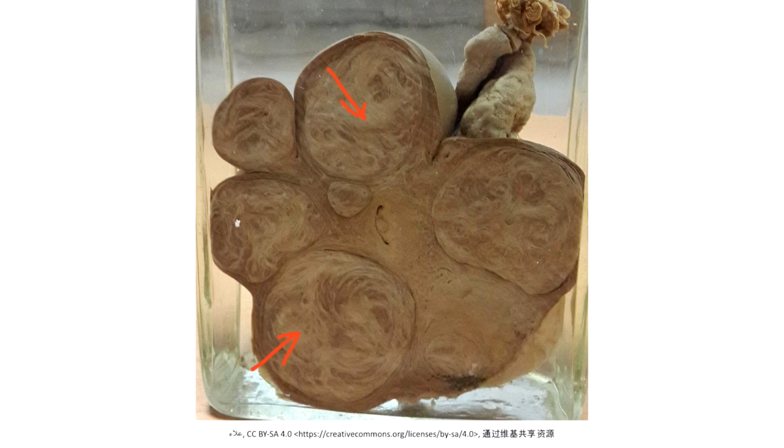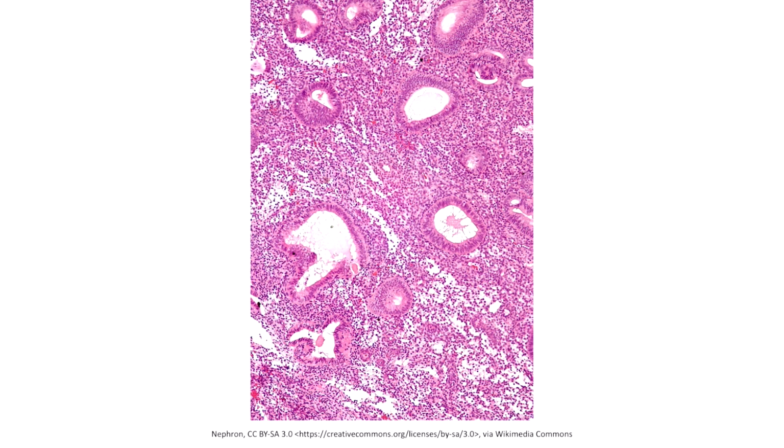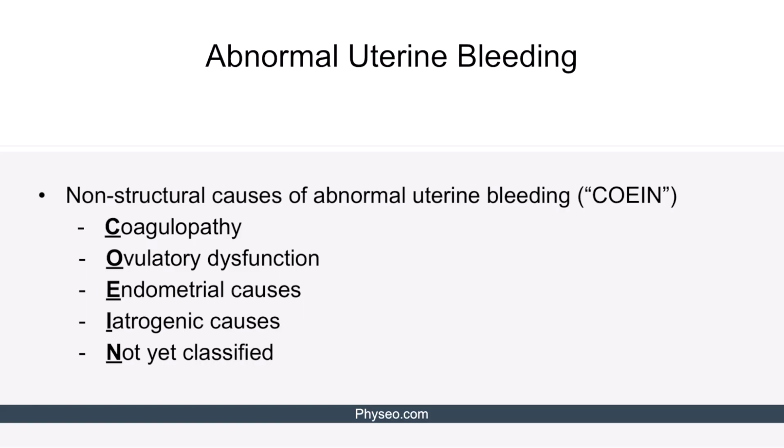And remember, those are smooth muscle. This photomicrograph represents endometrial hyperplasia, and take notice of these hyperplastic endometrial glands in this cross section. Okay, so we talked about the PALM part of the mnemonic, which refers to structural causes of abnormal uterine bleeding.